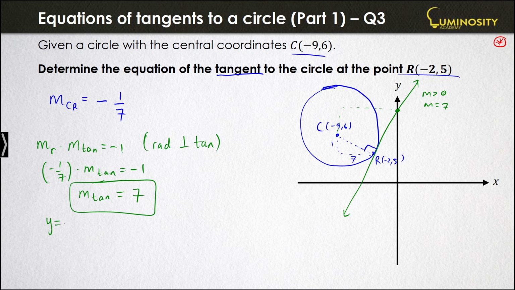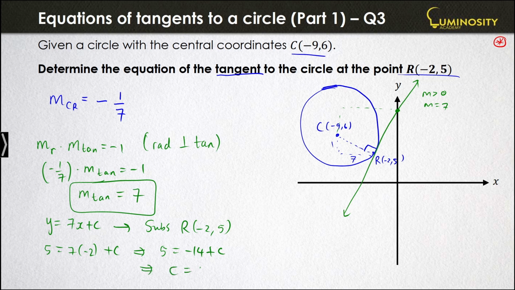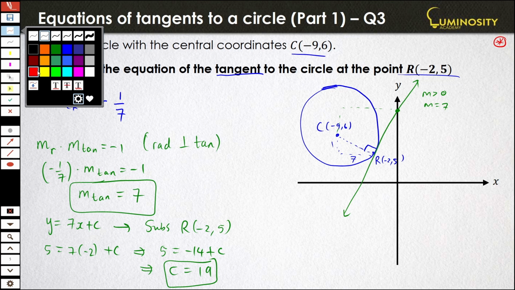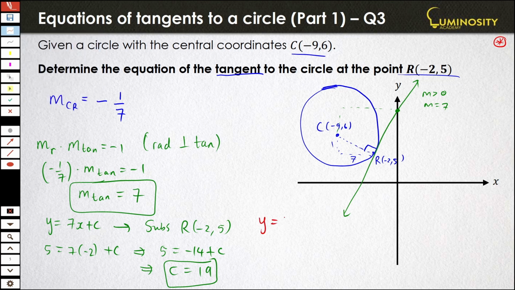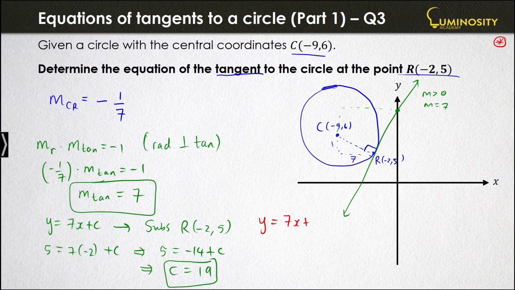So far I've got y = 7x + c. Now I substitute the point of contact, which is R, (-2, 5). So I get 5 = 7 times -2 + c, which implies that 5 = -14 + c, and if I add 14 to both sides, I get c = 19. Therefore, the final equation is given by y = 7x + 19.